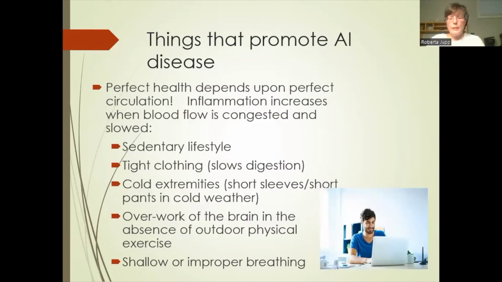So perfect health depends on perfect circulation. And when we have slow blood flow, because our blood flow is congested or slowed down, and this could be with diabetes, if our blood sugars are high, that makes a sludgy blood flow. But other things that could impair our blood flow would be a sedentary lifestyle. So if we're just sitting at the computer all day or sitting on the couch, we're really not moving and circulating our blood. When we wear tight clothing, that slows digestion, and depending on how tight the clothing is and where it is, it could also impair our circulation from our lower extremities back up to the heart.